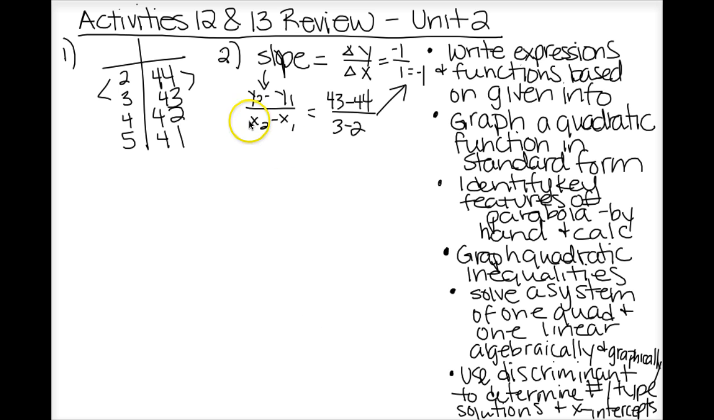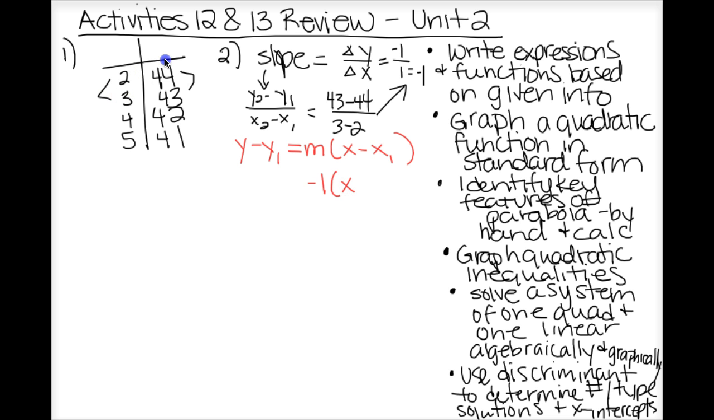Now we need the y-intercept. There are a couple of different ways that you could have done this. You could have used point-slope form and written it that way. So you could have done y minus y1 equals m times x minus x1, by plugging in the slope that we know, which is -1, and picking a point.